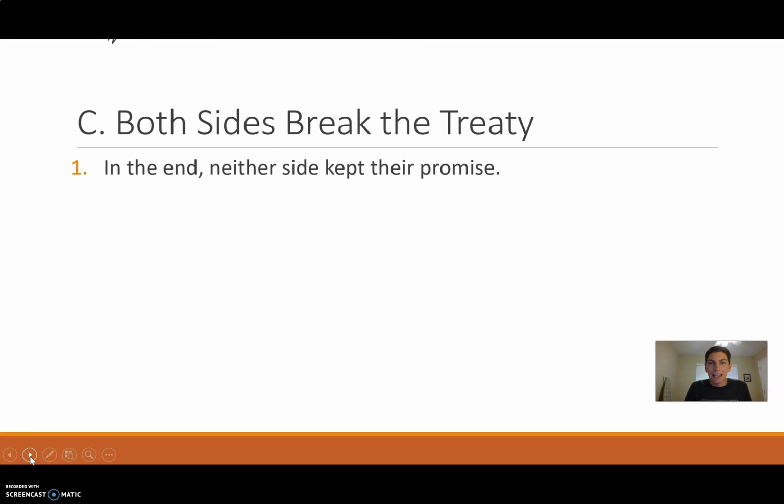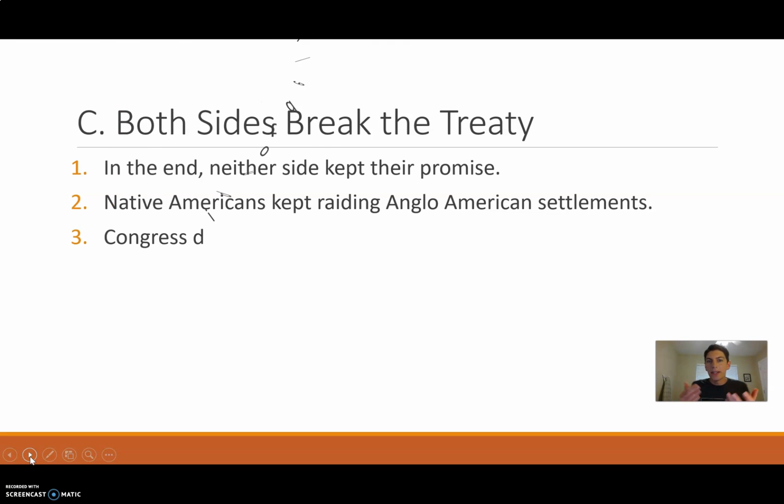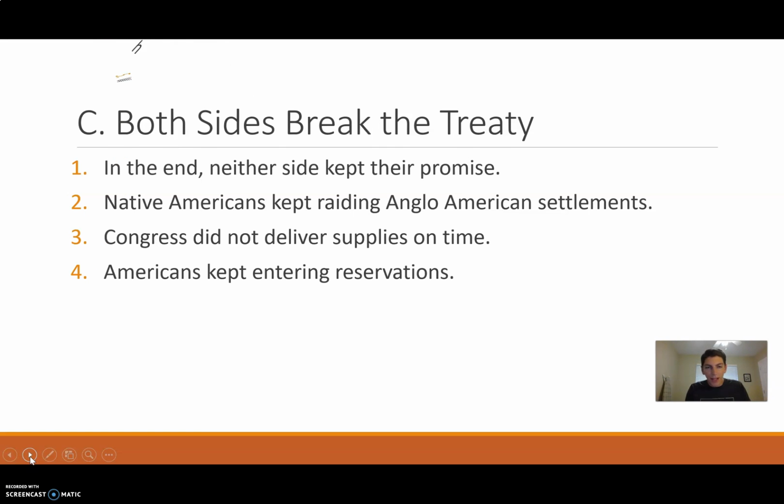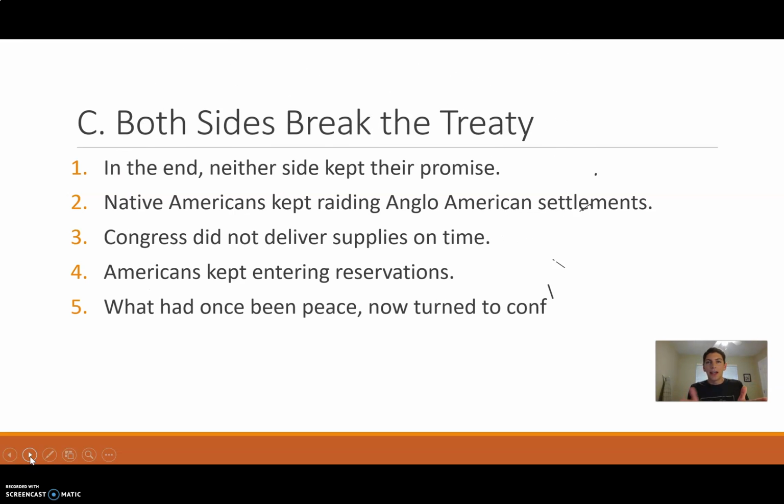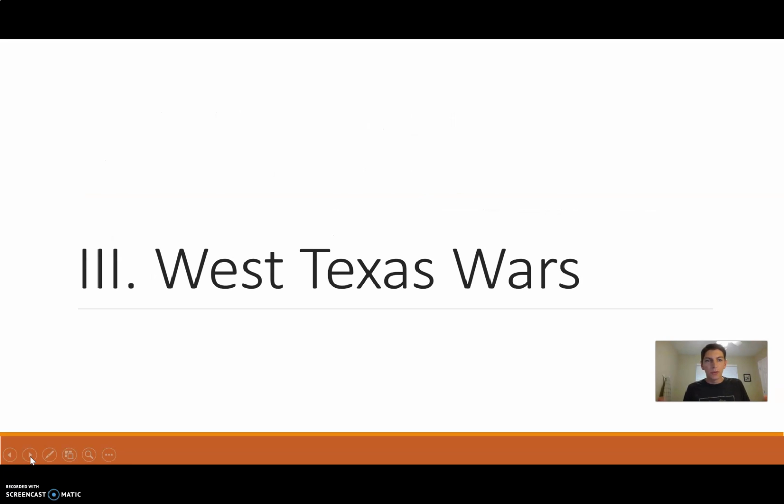All right, so in the end, neither side kept their promise. Big shocker. Native Americans kept raiding Anglo-American settlements, while Congress did not deliver supplies on time, and Americans kept entering the reservations. So everything that they had tried to set in place with the Treaty of Medicine Lodge Creek, both sides ended up breaking their commitments. So what had once been peace now turned to conflict. And so we're going to pick up with West Texas wars tomorrow.